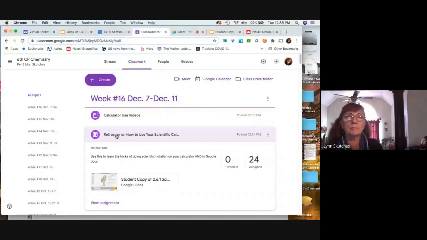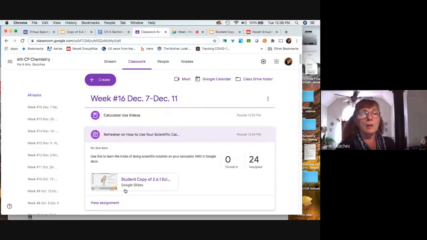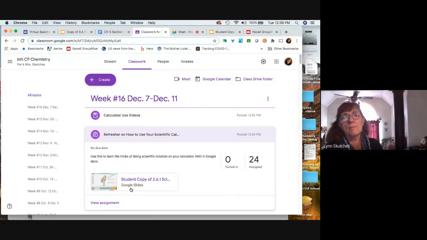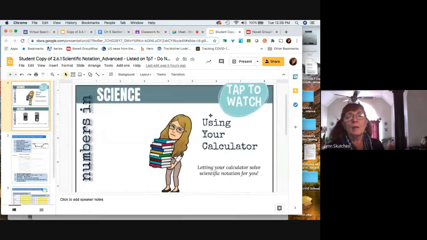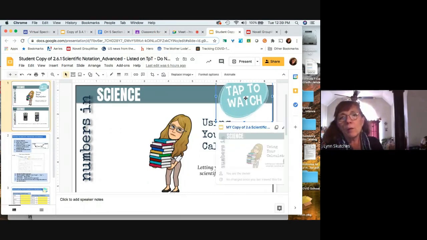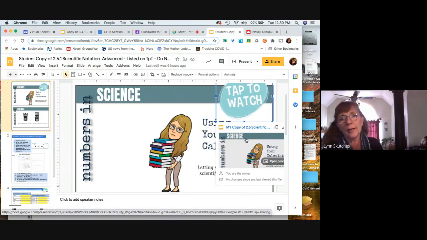The other 2 are kind of a slide deck. We're going to use this when we go into breakout rooms today. This is a slide deck on using your calculator. There's the presentation within a presentation, and I made a copy of both. I got this from another teacher. However, someone in my second period said they couldn't access this second one.